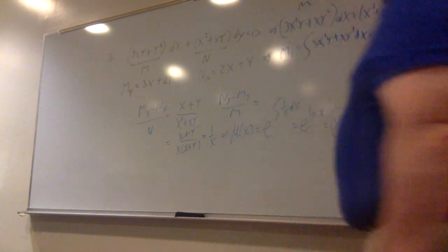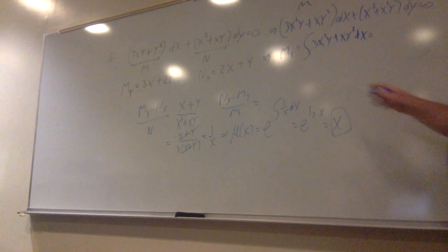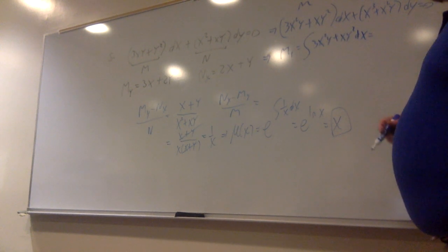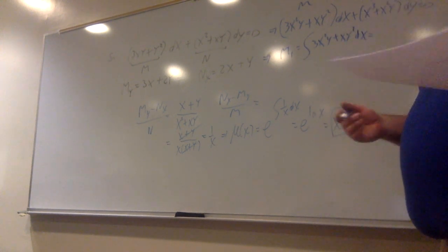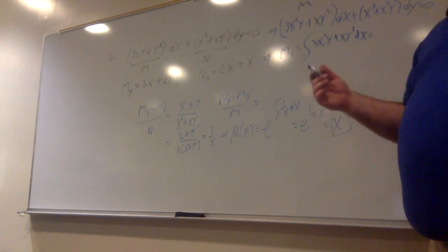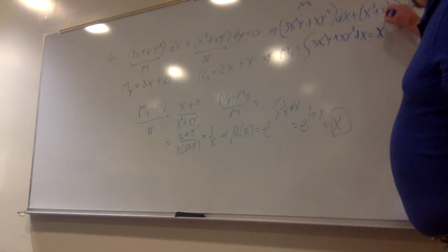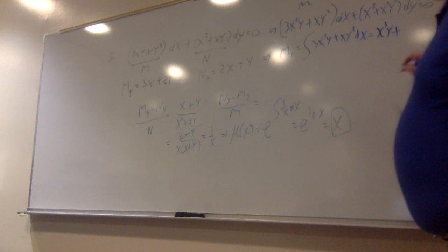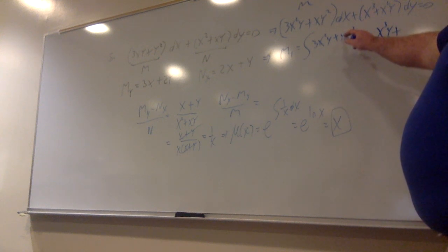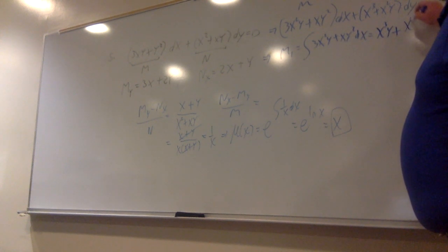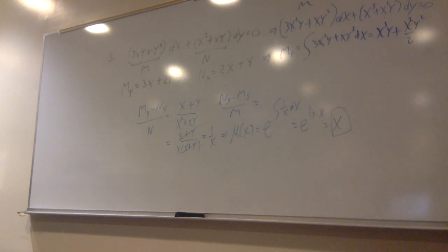And y is treated as a constant. So y here is treated as a constant. You're integrating 3x squared. But what is the derivative of 3x squared? X cubed. So you get x cubed y. And then you integrate x, and you get x squared over 2 times y squared. So that is your M.